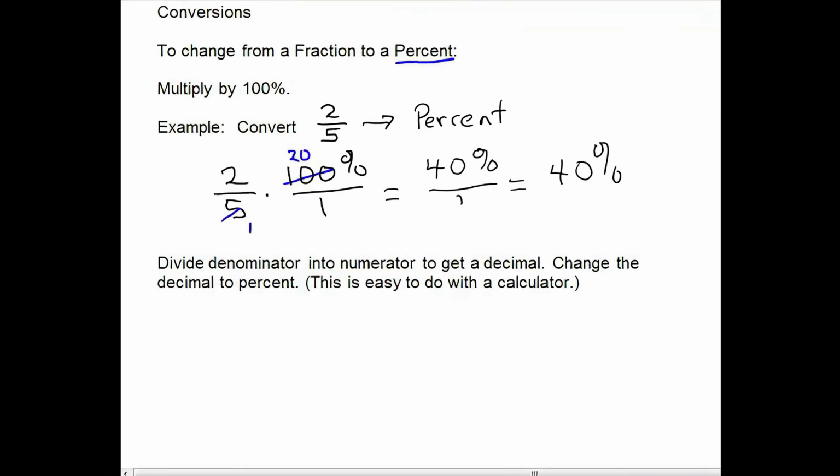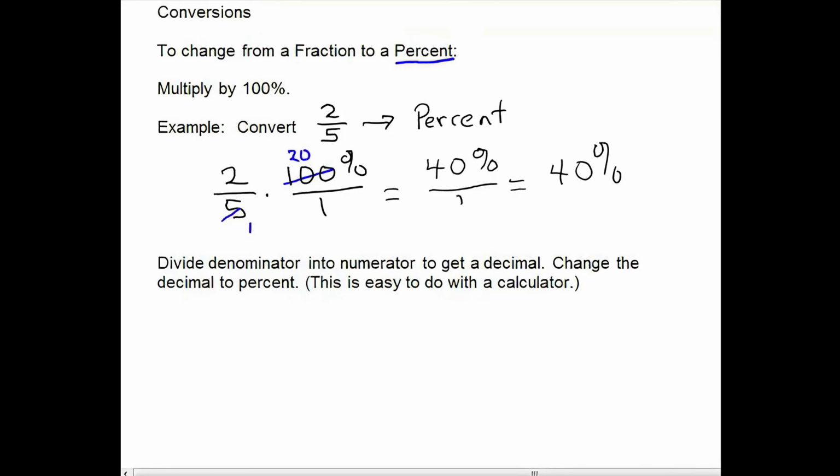There is an alternate method of changing a fraction to percent, and this is especially nice if you have a calculator. You can first convert the fraction to a decimal. On a calculator, you would just punch it in top to bottom. So you would do 2 divided by 5, and it would give you 0.4, and then you would just move your decimal 2 places to the right. Since we don't have a calculator, we can do it by hand.